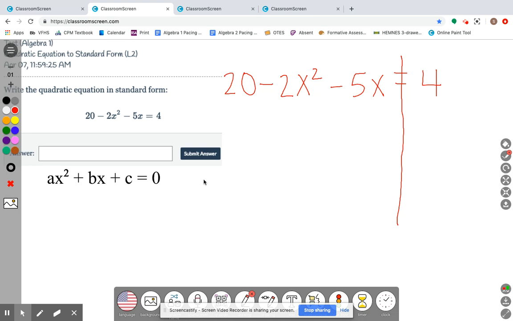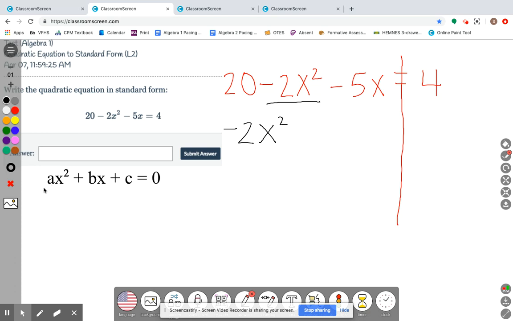So the first thing that I'm going to take care of is I'm going to make sure that my left-hand side, where I'm getting everything to, is already in descending order. So I want this negative 2x squared piece to be listed first, and it's really important that you keep the sign with it so that you're not writing a positive 2x squared, you're writing it as negative 2x squared.